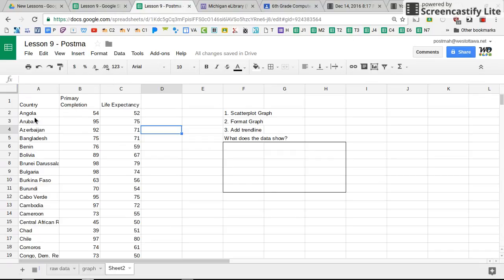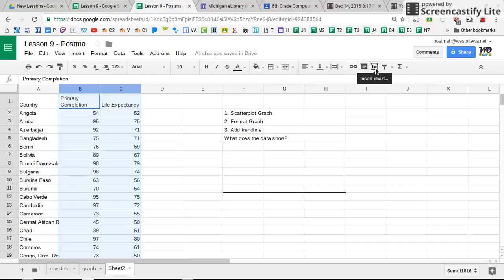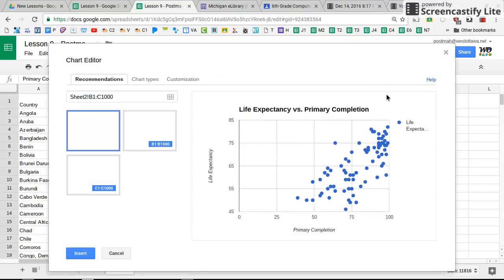So you don't really need the country because we're just going to be comparing these two. If you highlight these two columns, we're just going to insert a graph. So we don't need to do the pivot table thing. We can pick insert chart right here. And when you pick a chart, it is giving you a scatter plot. Each one of these dots represents a country.